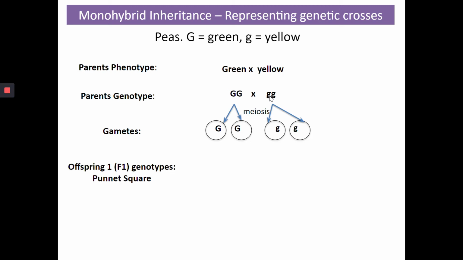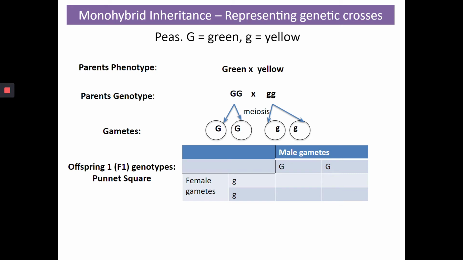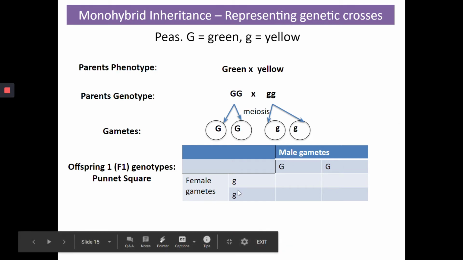Now if these gametes randomly fertilize, what would be the genotype of the offspring in the F1 generation? You're going to construct a Punnett square, write the male gametes in the row and female in the column, or vice versa, whatever.